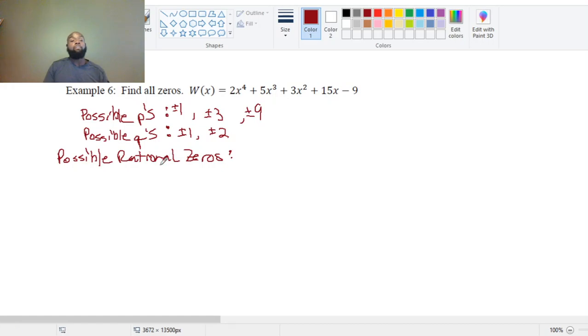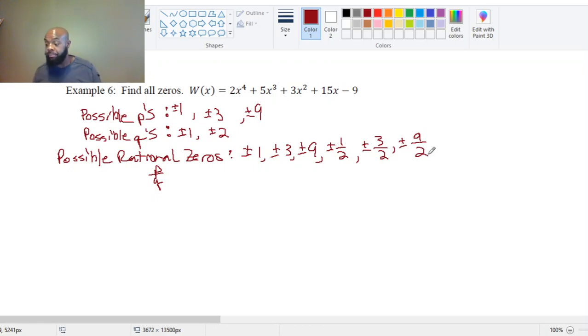So I have to do my possible rational zeros. I take my possible P's and divide them by my possible Q's. When I divide them by plus or minus 1, I'm going to get plus or minus 1, plus or minus 3, and plus or minus 9. Now I have to divide them by plus or minus 2, right? So 1 divided by 2 is 1/2, so I'm going to have a plus or minus 1/2. 3 divided by 2 is 3/2, so plus or minus 3/2. And then 9 divided by 2 is plus or minus 9/2, right? And so that is what I have there.